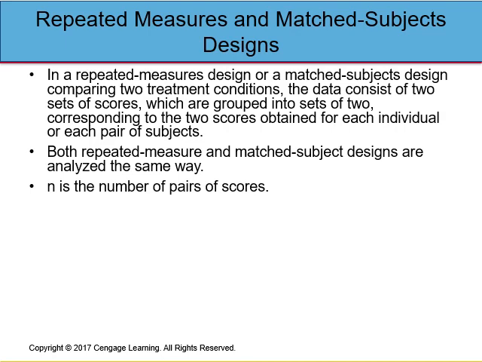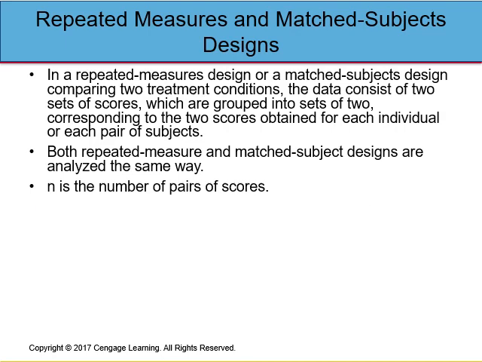The data consist of two sets of scores for each pair of subjects. N is considered the number of pairs of scores. So if you had a classroom of 20 people and you gave them a pre-test and a post-test, N would be 20. If you had a classroom of 20 people and then another classroom of 20 people and you matched them across some similar variable like midterm grade, N would still be 20 because it's the number of pairs of scores.